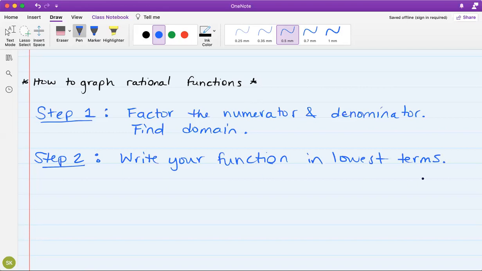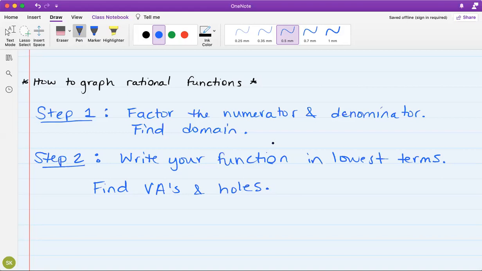Once you write your function in lowest terms, then you can find your vertical asymptotes and your holes. I'm going to abbreviate vertical asymptotes to VA. So your vertical asymptotes will be whatever's left over in the denominator once you simplify, so you've got the function in lowest terms. The holes correspond to the factors that you got rid of in the numerator and denominator. That will give you the x value, and then to find the y value, you just plug that x value into your simplified function. And we'll see that a little bit later.